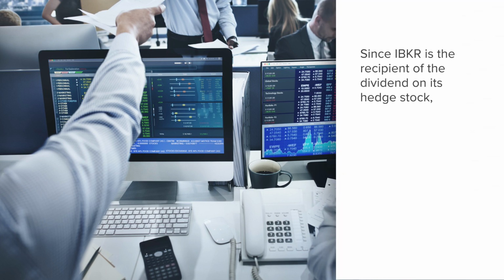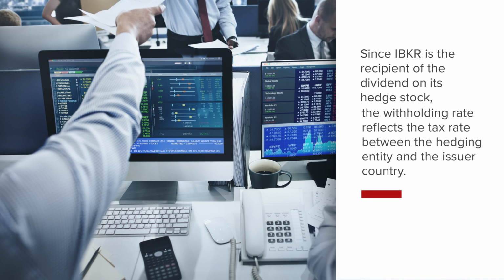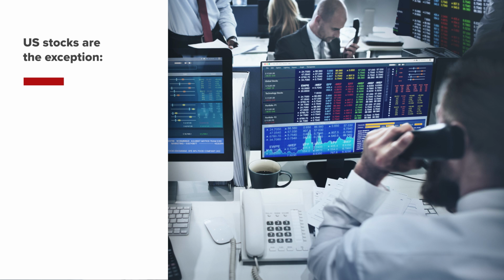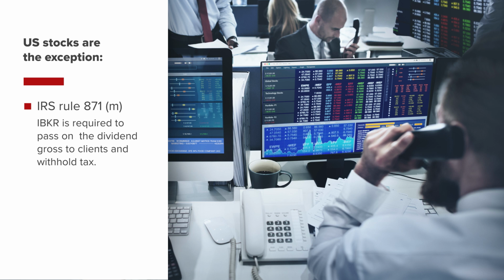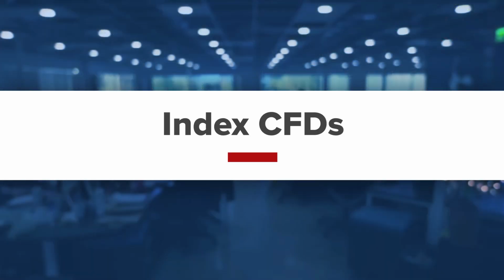Since IBKR is the actual recipient of the dividend on its hedge stock, the withholding rate reflects the tax treaty rate between the hedging IBKR entity and the issuer country. In most cases, the applied rate is 15%. US stocks are the exception. Because of IRS Rule 871M, we are required to pass on the dividend gross to clients and withhold tax at a rate that applies to each client individually based on the client's country of residence and applicable treaties, if any.